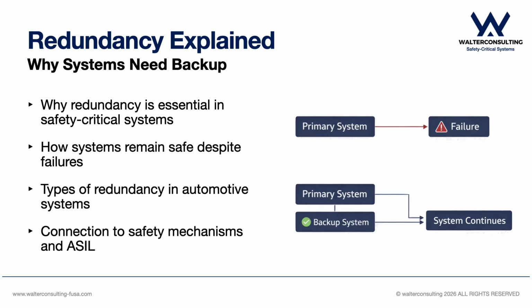What happens if a critical system fails while the vehicle is operating? In many cases, failure is not an option. The system must continue to function, even if something goes wrong. So how is this achieved? How can a system remain safe despite failures? This is where redundancy comes into play. In this video, we explain how redundancy works in automotive systems and why it is essential for functional safety.